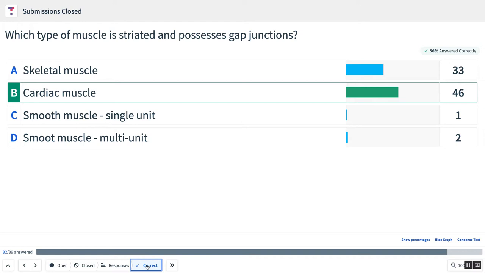But which of the muscles possesses gap junctions? That would be cardiac muscle. Cardiac muscles have these gap junctions to ensure that the depolarization waves go from cell to cell to cell so that you get a coordinated contraction of cardiac muscle. You want your heart to beat in a coordinated fashion. I'm not going to elaborate on that yet. Let's go to this next question.